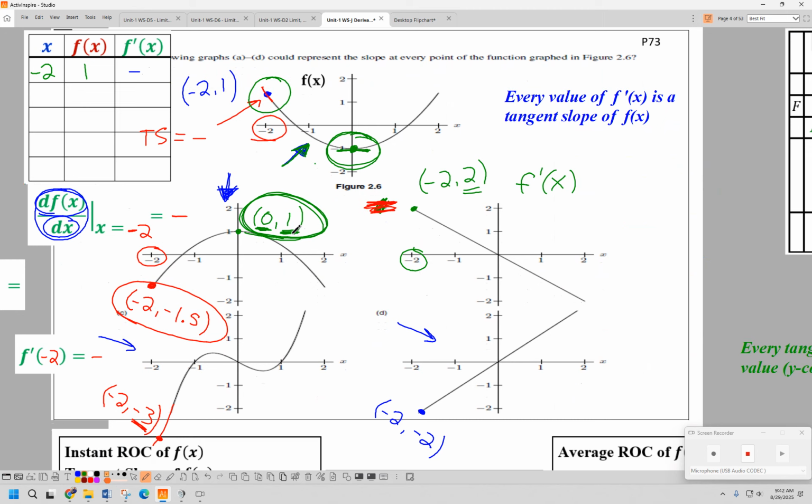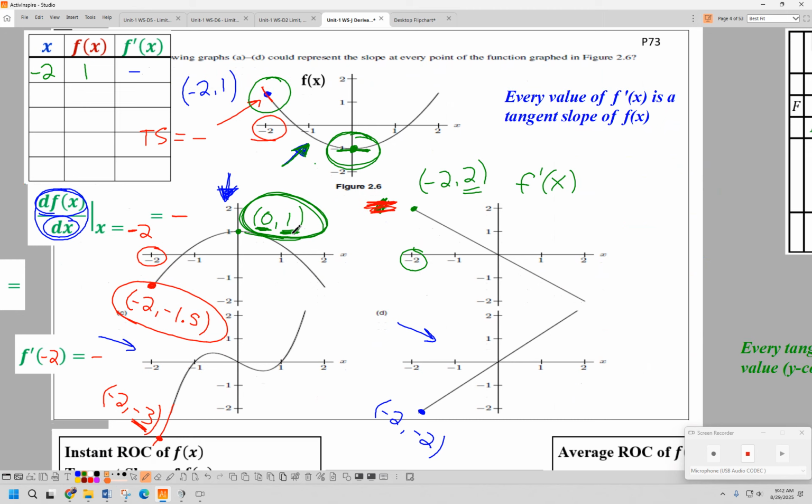Like, we talk about limits for 3 packets. Limits are 10 times less important than what we're doing today, easily, as far as what you get graded on on the AP test. So you have to get very good at understanding and feeling very comfortable with how f compares to f prime. Is everybody good? Questions? Awesome.